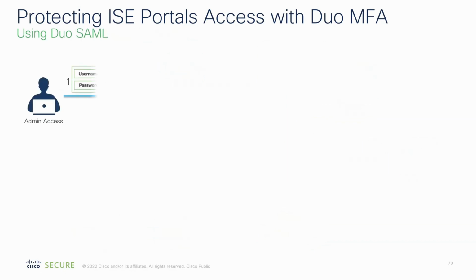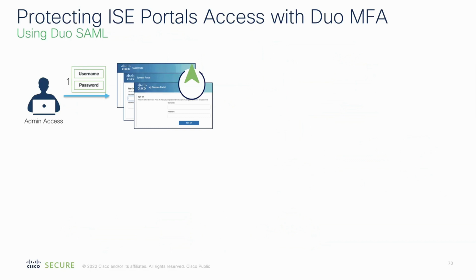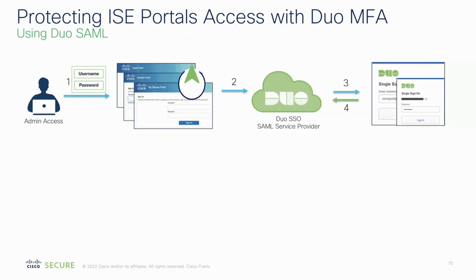The same user, when he's trying to log in or access the sponsor portal, he's not going to get the My Devices portal, sponsor portal, guest login page. Instead, he's going to be redirected to the Duo SSO IDP, where you're going to enter the credentials. I might have to modify this a little bit because my intention is not providing the credentials on your My Device portal and sponsor portal in the SAML use case.